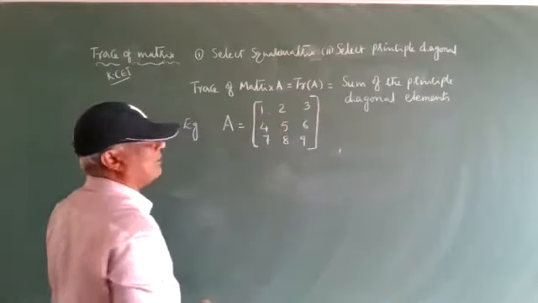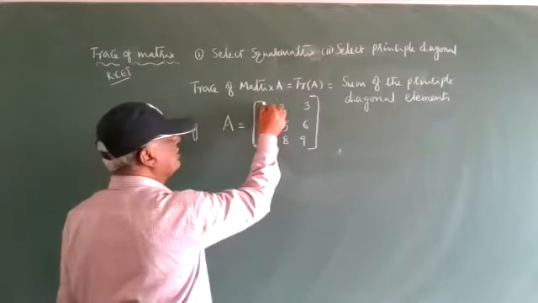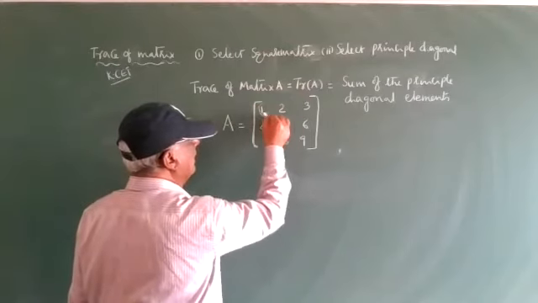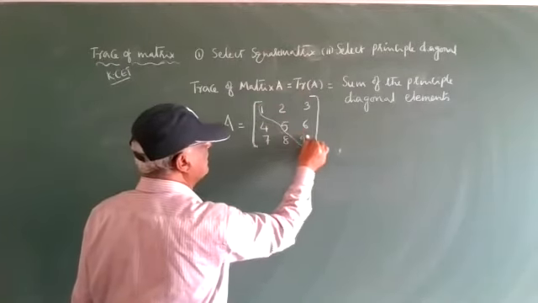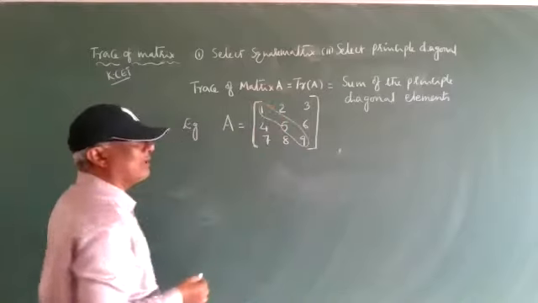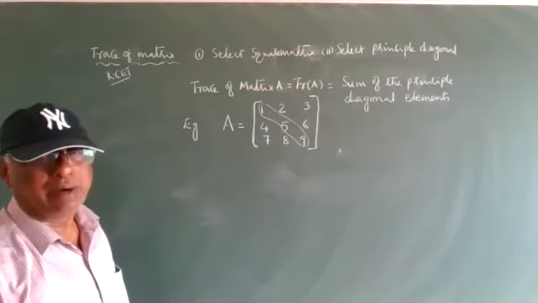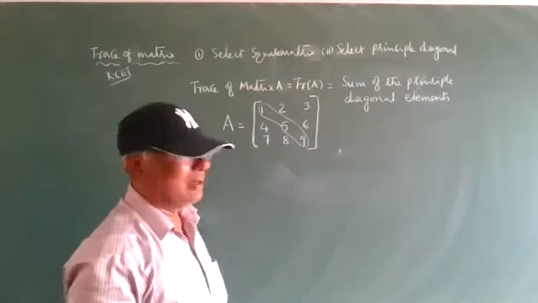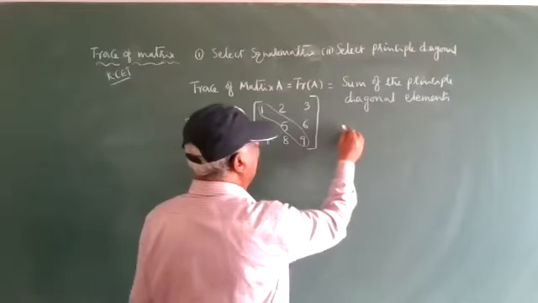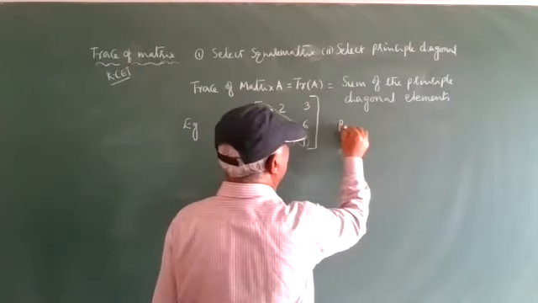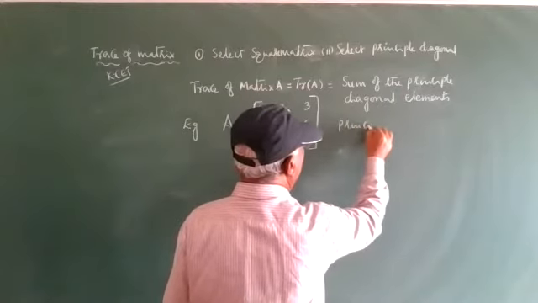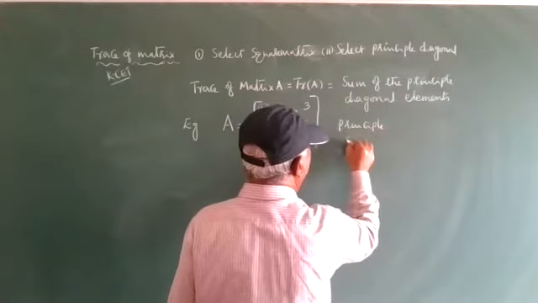Everyone, look at the principal diagonal. The principal diagonal elements here: first row, first element; second row, second element; third row, third element. Okay? So the trace of A is the sum of the principal diagonal elements.